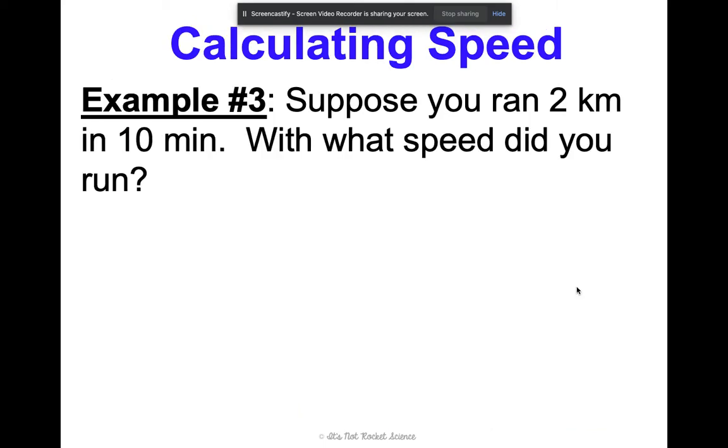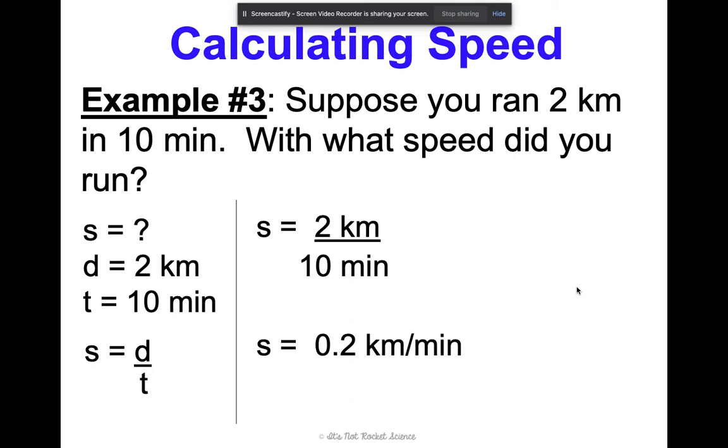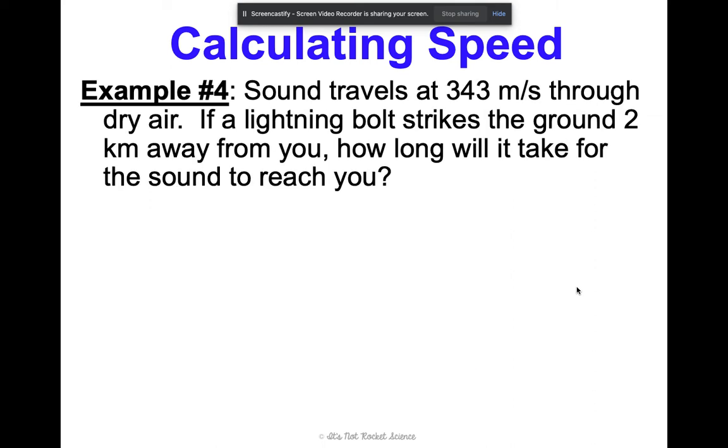So for example, suppose you ran 2 kilometers in 10 minutes. With what speed did you run? So you're looking for your speed. You have your distance of 2 kilometers. Your time is 10 minutes. So you're going to use the normal equation. And s is equal to 2 divided by 10. And that gives us 0.2 kilometers per minute as our answer.